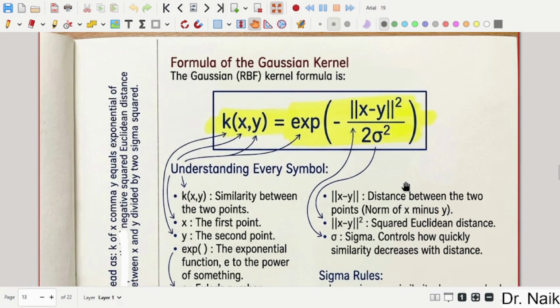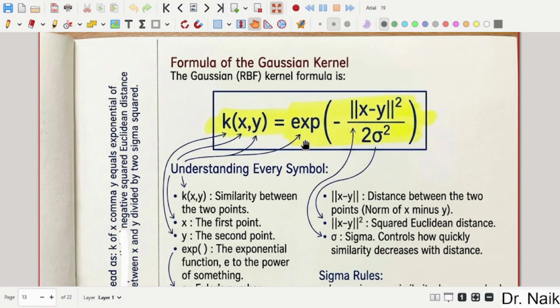The formula to compute the Gaussian kernel is k of x, y is equal to exponential of negative squared Euclidean distance between x and y, that is norm of x minus y squared, divided by 2 sigma squared. K of x, y gives the similarity between the 2 points, where x is the first point and y is the second point.